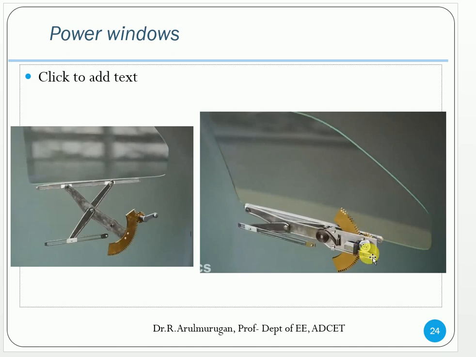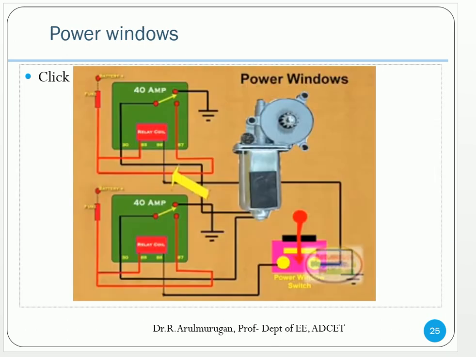If you have inserted this type of gear system, it will further attach to the pedaling, or instead of the pedaling, you attach it to the motor. Due to this gear system, outsiders couldn't push down the window. So that type of method is used. Here is the motor. This motor rotates clockwise as well as anti-clockwise. So that is the motor. You move the switch right as well as left.